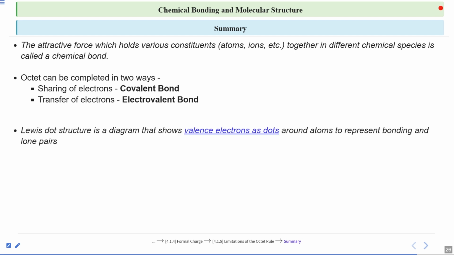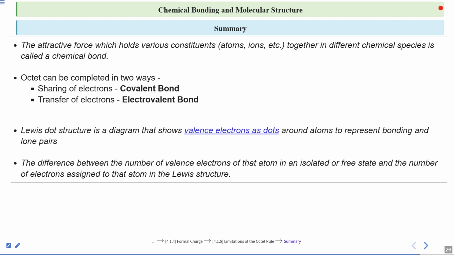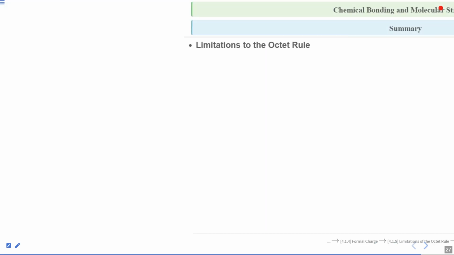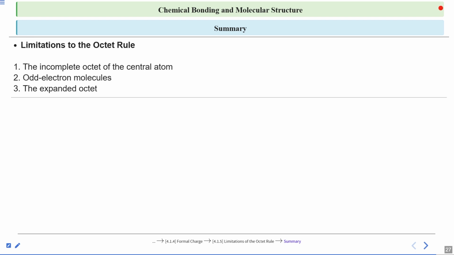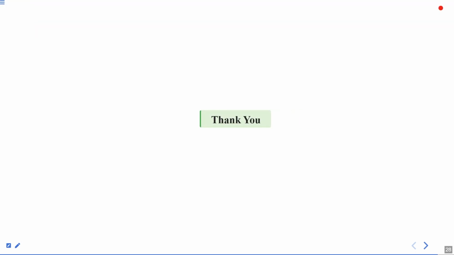Then how are we representing this bonded state? With the help of Lewis dot structure, where we show the valence electrons as dots, and the bonding is shown through the sharing of electrons between the atoms. Then we have studied the formal charge, which is simply the difference between the isolated state or free state electrons and the number of electrons assigned to it in the Lewis structure. Lastly, we studied the limitations of the octet rule. So the first limitation was the incomplete octet in some molecules. Second was odd electron, and third was expanded octet. So this was all for today's lecture. Thank you.